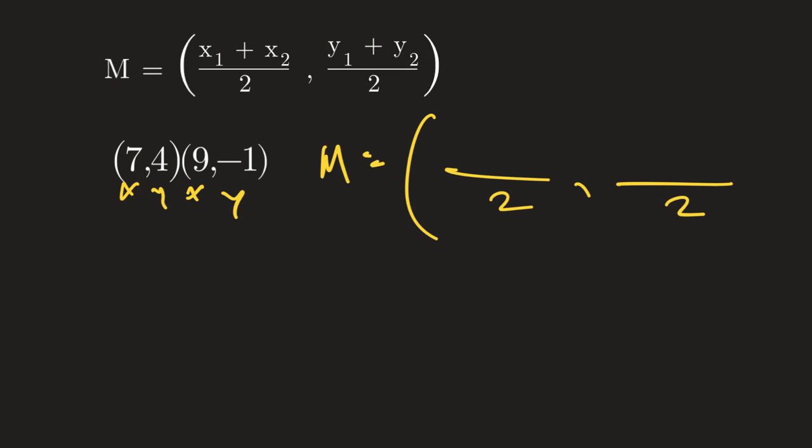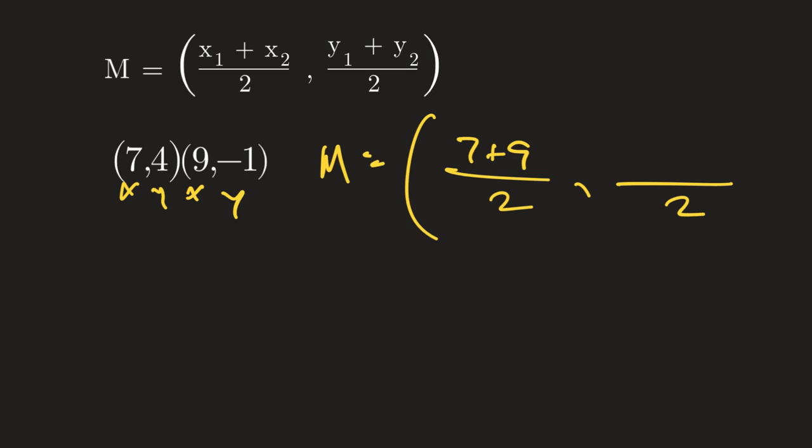What are my x values? 7 and 9. So right up top here, we're going to go 7 plus 9. Again, with addition, guys, order's not going to matter. We can add those numbers any way we want. 7 plus 9, 9 plus 7, we're going to get the same thing.